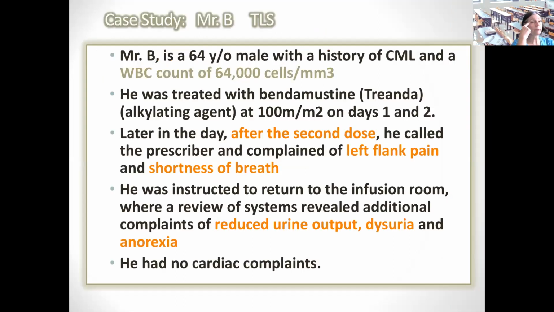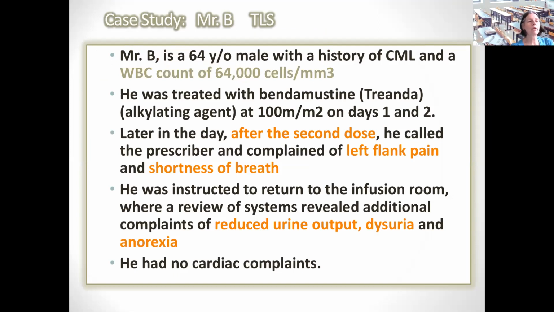So let's look at a patient. So here's a 64-year-old male, Mr. B. He has a history of chronic myelogenous leukemia, which we're going to talk about in the next lecture. White count is 64,000. That's a really elevated white count. With leukemia, the tumor cells are the white cells. They're just bad white cells. They're not functioning. So the white cells are usually high. So here we have a 64,000 white count.